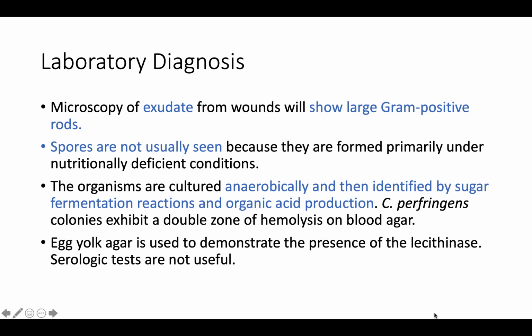If you don't grow it, you're going to report it as negative, as no growth. So it needs to be cultured anaerobically and then identified by sugar fermentation reactions, and there is some organic acid production. They exhibit a double zone of hemolysis on blood agar. Egg yolk agar is also used to demonstrate the presence of lecithinase, and serology might also be used, but it's not really that useful.